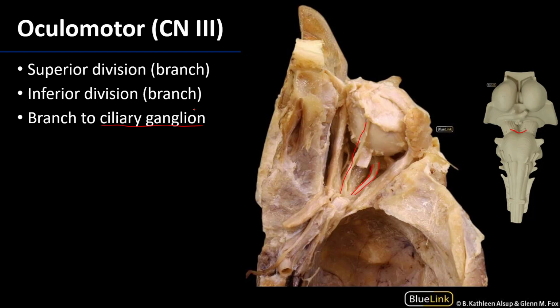But oculomotor is a motor nerve, and it's also carrying preganglionic parasympathetic fibers to the ciliary ganglion. So it has a parasympathetic component as well.